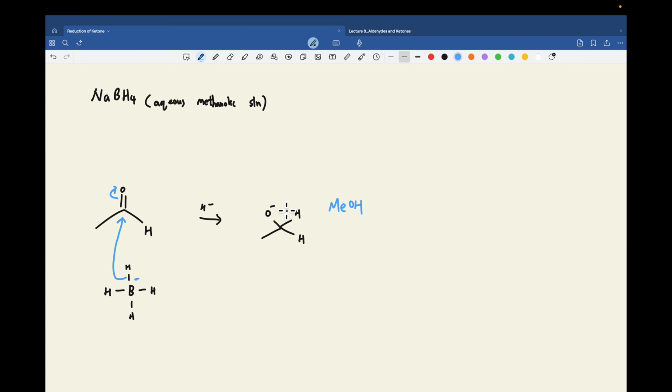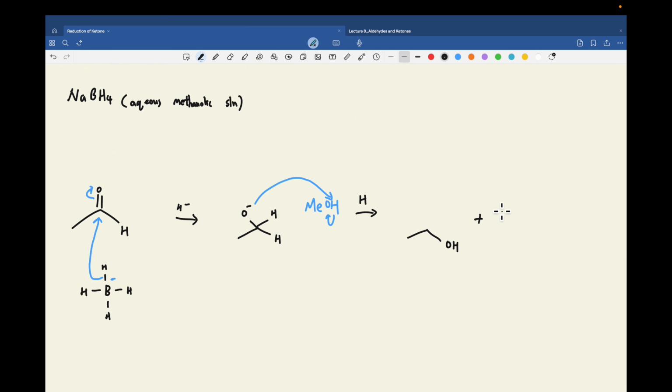How it works is the electrons from this negative oxygen are going to grab the hydrogen and it will give back the electrons to the oxygen, forming this structure, which is our primary alcohol. So one hydrogen is added. From here you know that another side product will be formed, and it looks like this. This is known as sodium methoxyborohydride. And that's why the aqueous methanolic solution is used.